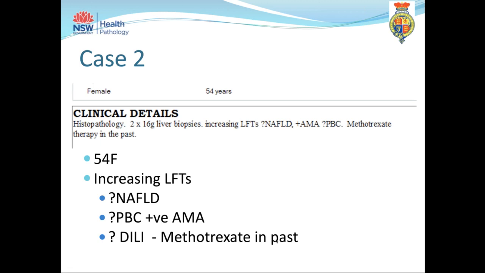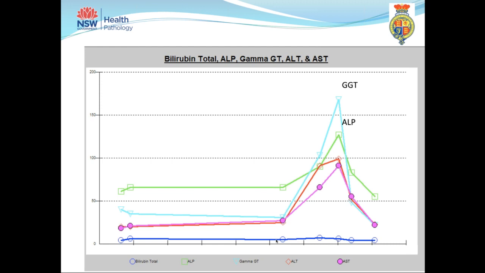So we're actually given quite a good history here of increasing LFTs with 3 possible etiologies proposed: fatty liver disease, primary biliary cirrhosis, as the patient had a strong positive AMA, or drug-induced liver injury, with methotrexate being the drug potentially implicated. These are her LFTs, which show a cholestatic pattern of injury.